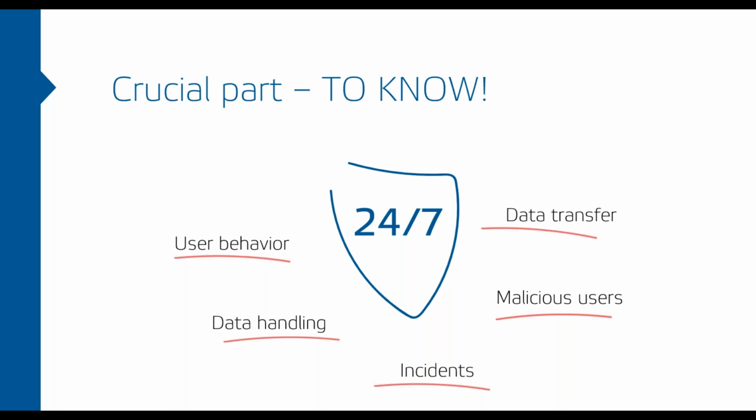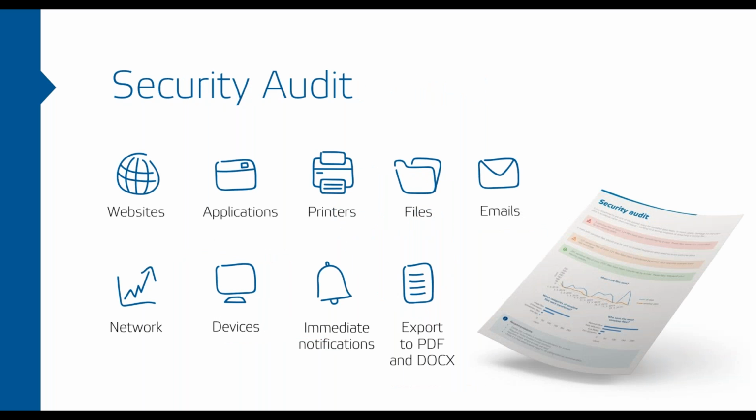But this webinar is not focused on what Safetica DLP can do, because that's step B. Today it is focused on the audit part. So let's take a look at what is included in a security audit and what we can see and why. We take a look at websites, applications, how users work with printers, files, emails, the network, devices, and more.